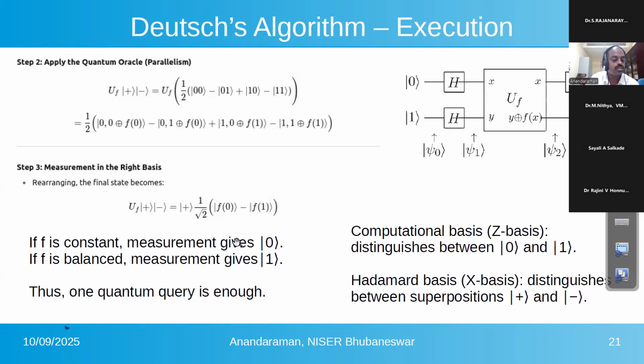So here actually, if f is constant, measurement gives 0 here. If it is balanced, based on the measurement of this qubit only, if you get 0, then you can tell that this function is constant. If you get 1, here you can say it is balanced. So you are doing one operation here, one measurement. Based on this only you are telling whether this is a constant function or a balanced function.